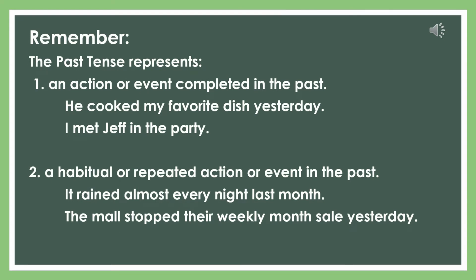Remember, the past tense represents the following. Number 1, an action or event completed in the past. For example, he cooked my favorite dish yesterday. I met Jeff at the party. Number 2, a habitual or repeated action or event in the past. For example, it rained almost every night last month. The mall stopped their weekly month sale yesterday.